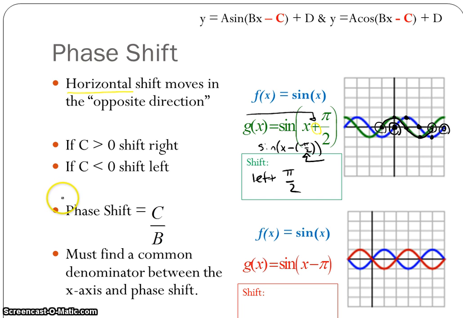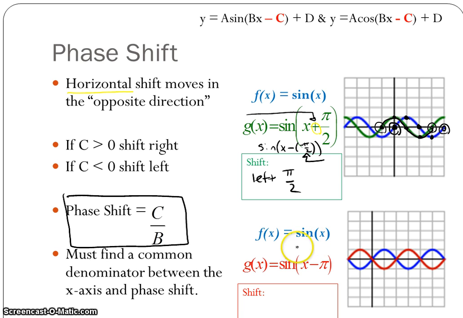So the general rule for phase shift is C over B. So you're going to have to add that to the list you need to know. So you need to know period is 2 pi over B. The x-axis scale is going to be period over 4. The phase shift is C over B.